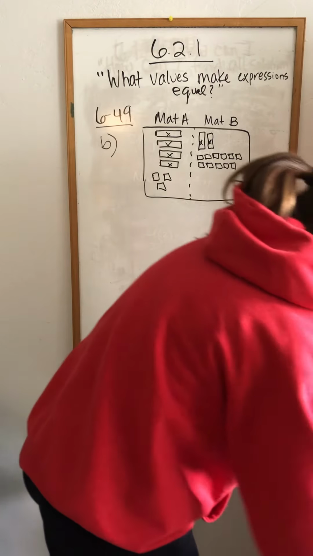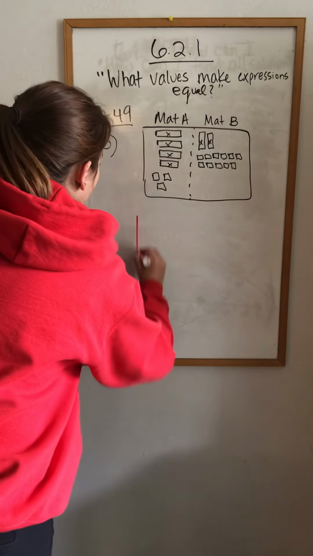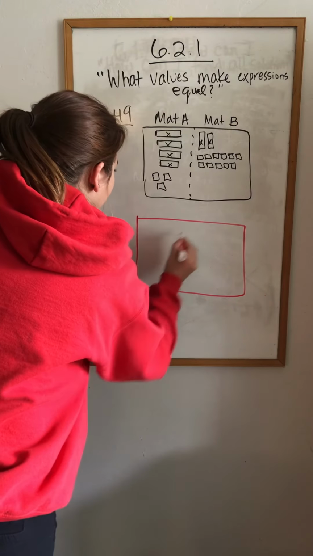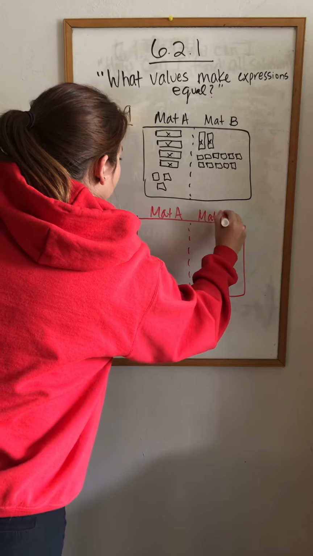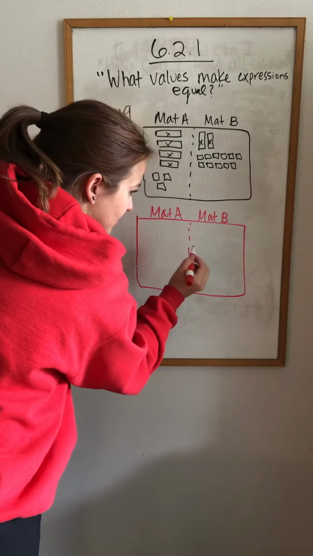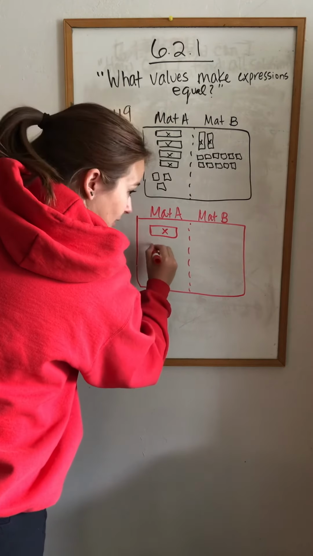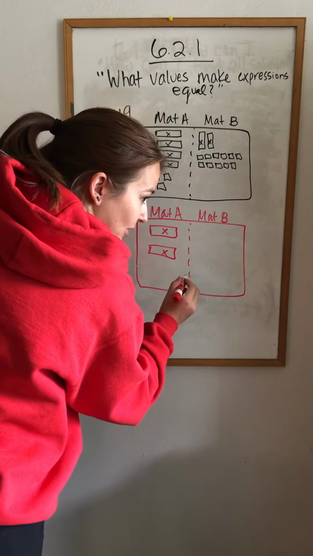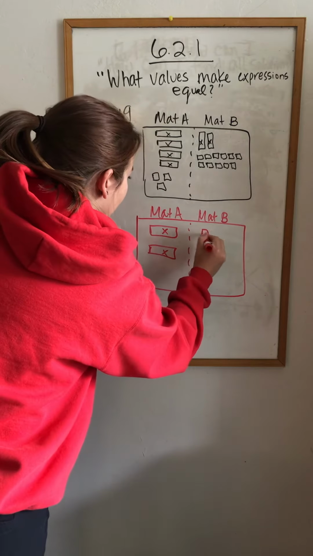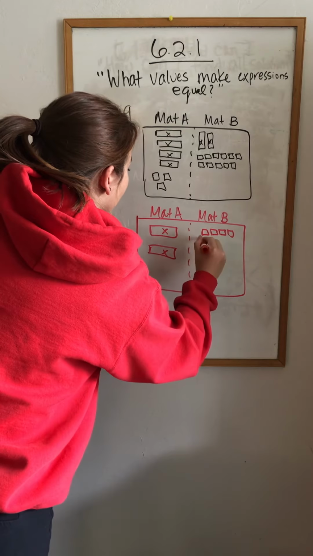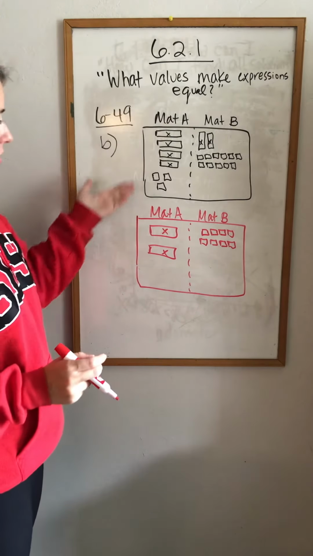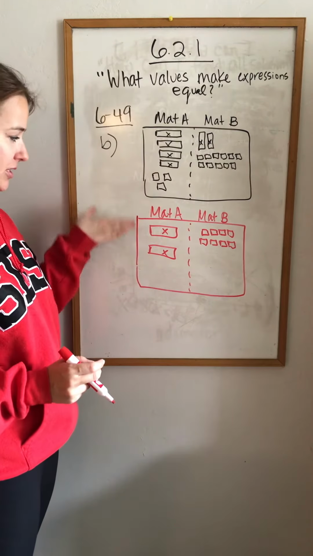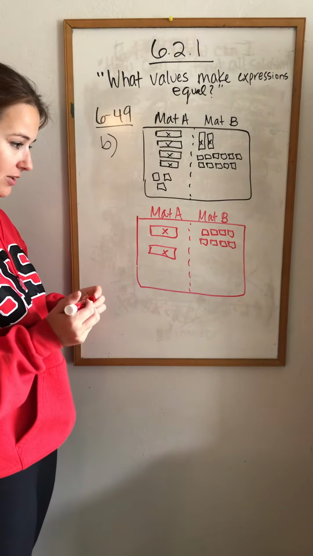So then for part B, he gives you a new mat, and I'm going to put this one in red to differentiate. And we're going to see what he did to get his new mat. So we have an X here, an X here, and then we have 1, 2, 3, 4, 5, 6, 7, 8. 1, 2, 3, 4, 5, 6, 7, 8. So you need to look at this one first, and then look at this one, and see what's different about them.